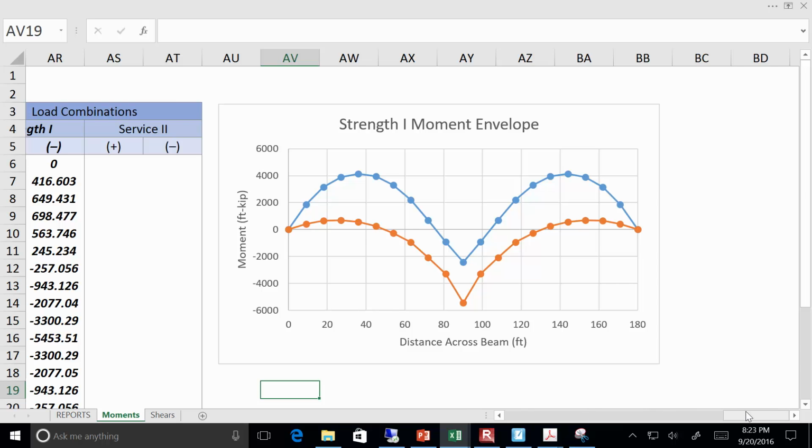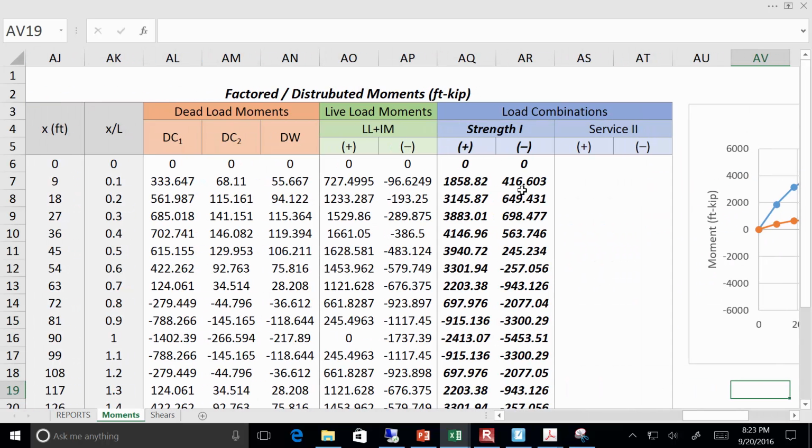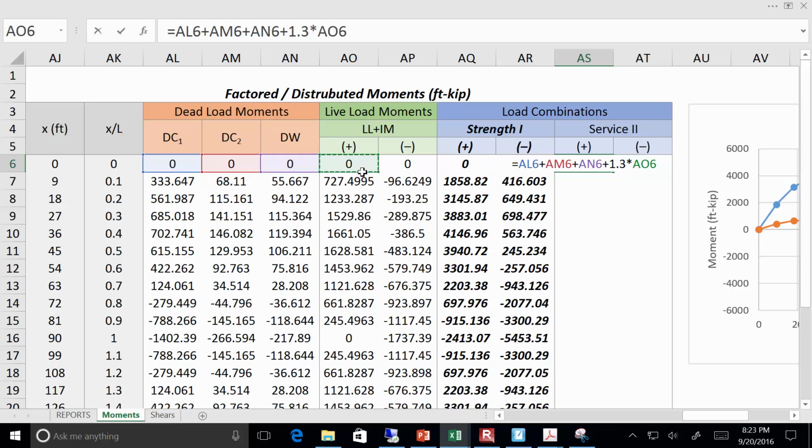All right. Now for service 2, it's very similar. It's just a different load combo. For service 2, I just add up all the dead loads and take the live load and multiply it by 1.3. There we go. And then for service 2, for the negative, same thing. That plus that plus that plus, I did minuses. Plus.